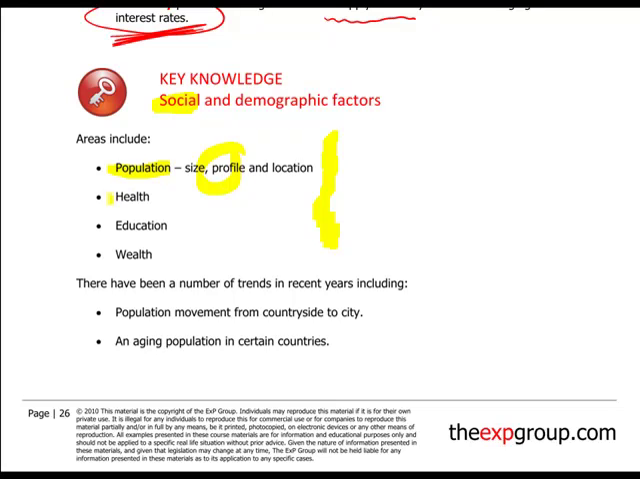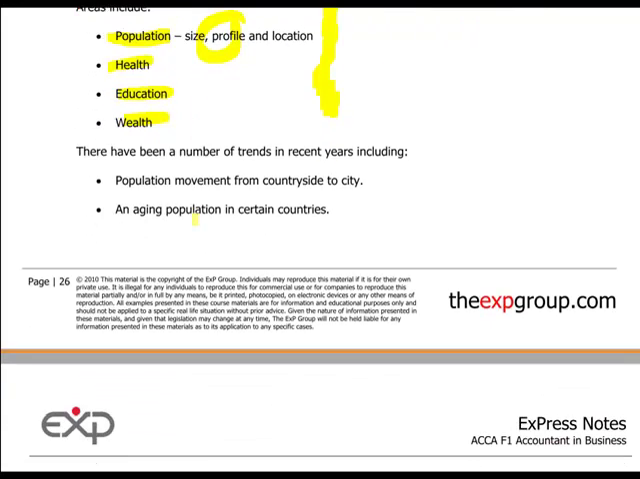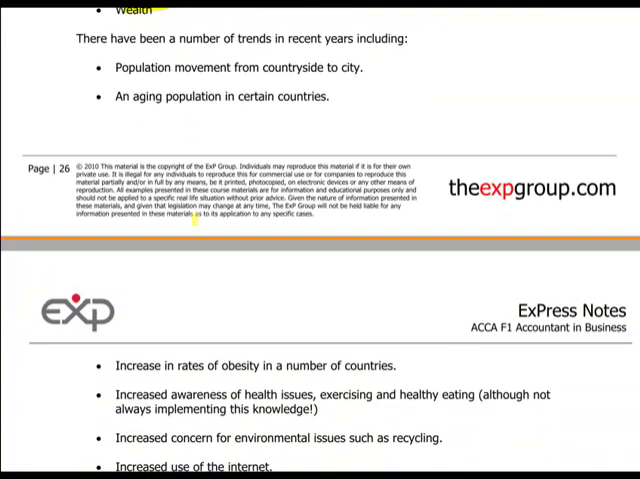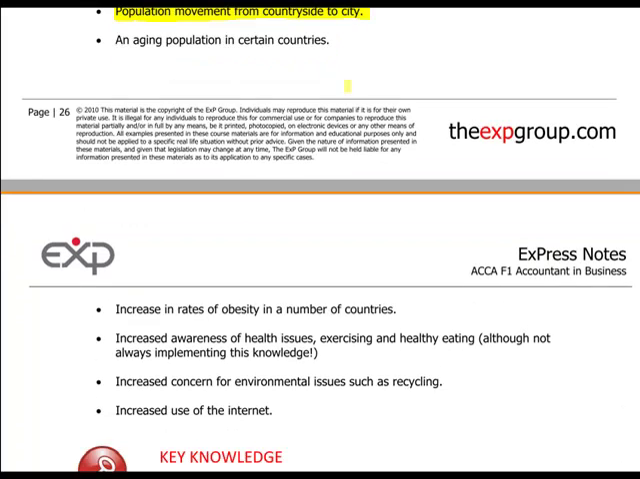Just to highlight a number of trends, we've got a few here in the notes. We've got population movement from countryside to city. In a number of countries, the general population are moving from outside the city to live and hopefully work within the city. Aging population: certain countries have an aging population. The population is getting older. That means in a few years' time there'll be more pressure on looking after these elderly people, on funding their pensions and so on.